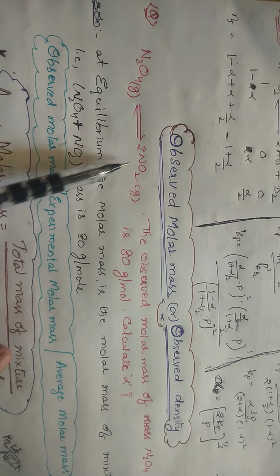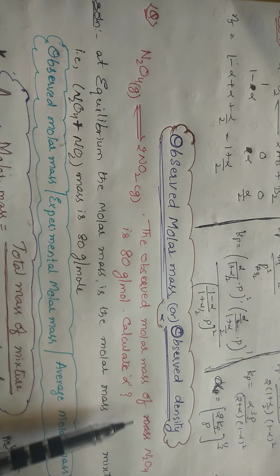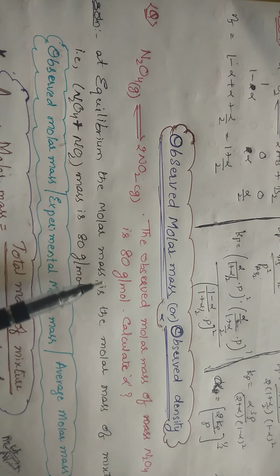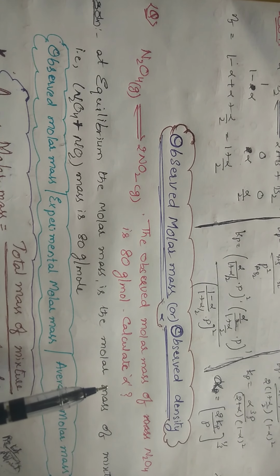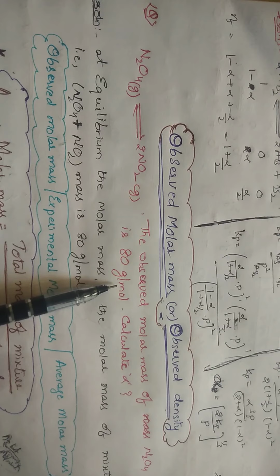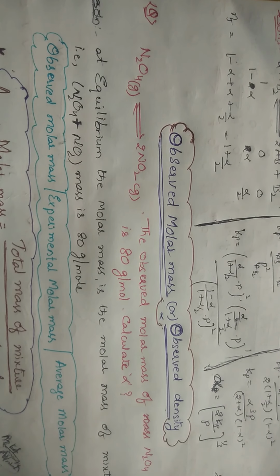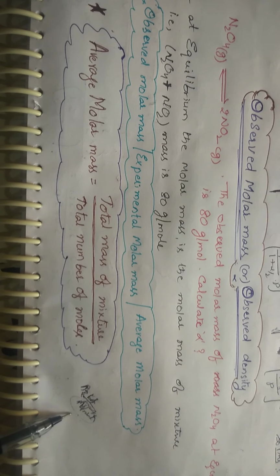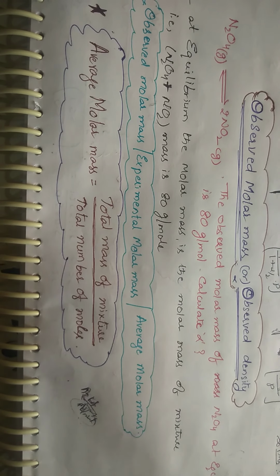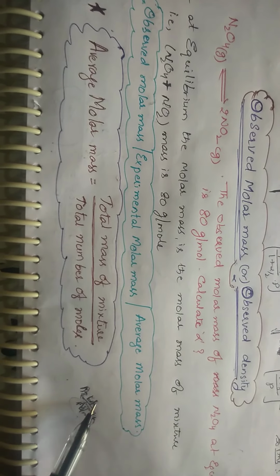N2O4 gas is converted to 2NO2 gas. The observed molar mass of N2O4 at equilibrium is 80 grams per mole. Calculate the alpha value. Okay. What he is saying is mass, right? And you know very well, number of moles will be equal to weight by molecular weight. Number of moles is nothing but weight by molecular weight.